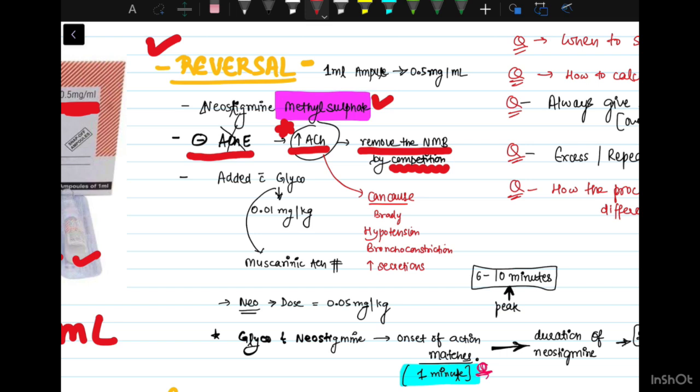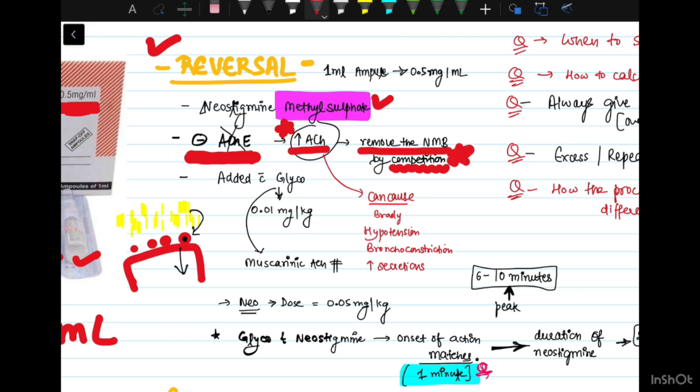Now we know that the postsynaptic receptors of the neuromuscular junction are occupied by the neuromuscular blocking agents. Suppose this were the agent. This neostigmine is going to inhibit the acetylcholinesterase enzyme, which will increase the acetylcholine levels in the cleft. So suppose now acetylcholine has increased in this cleft. They are going to replace these neuromuscular blocking agents, and once they replace, acetylcholine is going to attach, and the nerve conduction will again start. So this is how it reverses this. It is known as competitive antagonism.